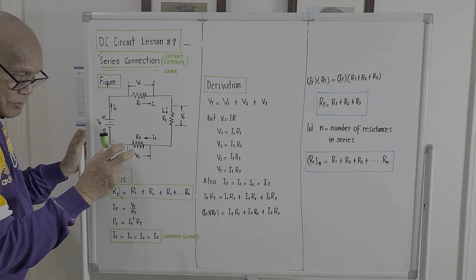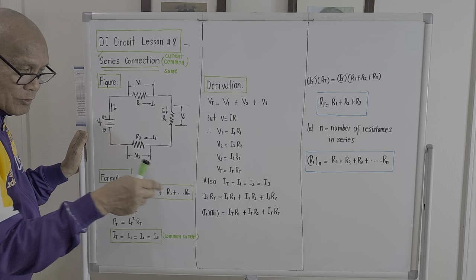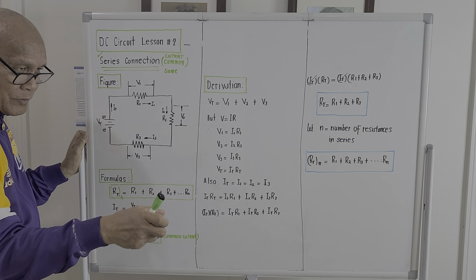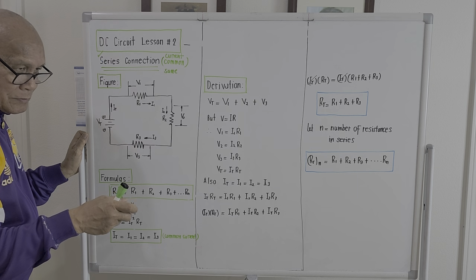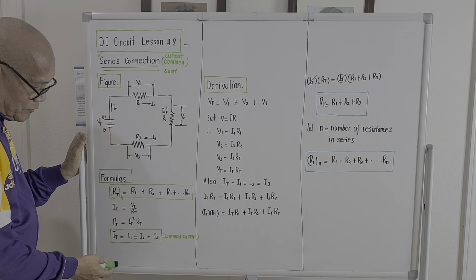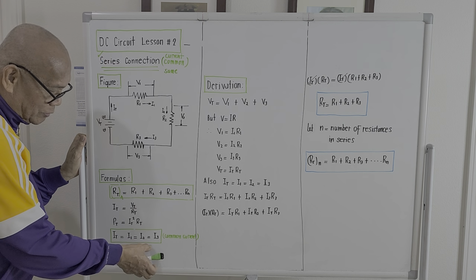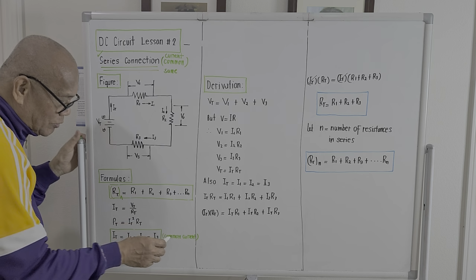That is, for a series connection, the total resistance of the entire circuit will be the summation of the individual resistances. And the current passing through all the resistances is actually the same. That's why I place it there. I total should be I sub 1 equal to I sub 2 equal to I sub 3. And this is the so-called common current.